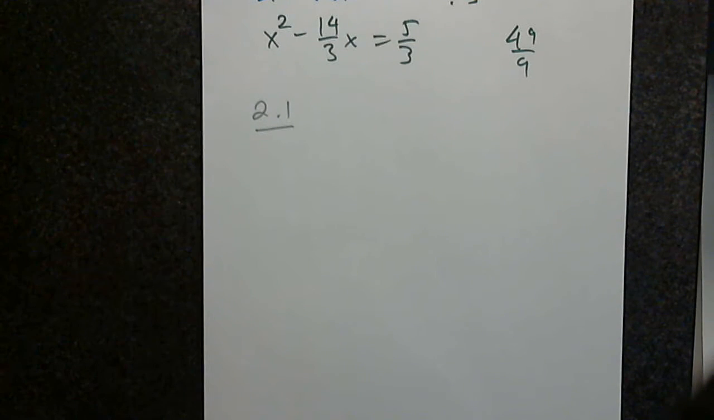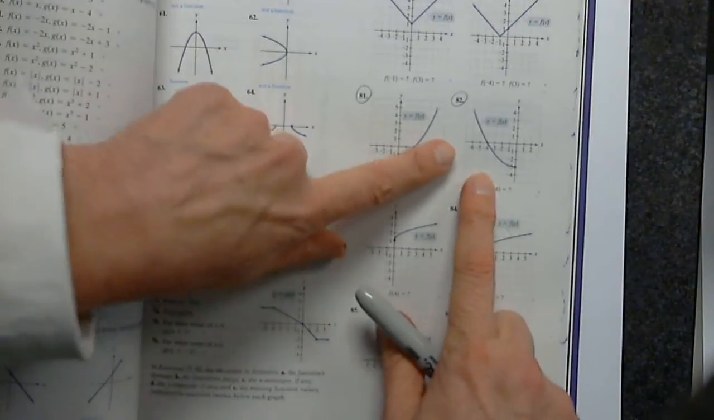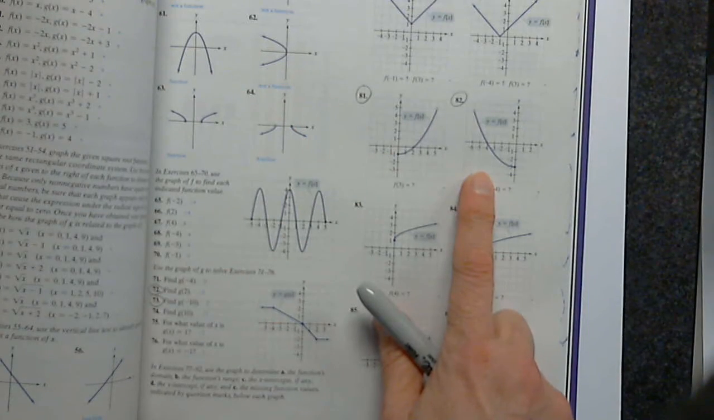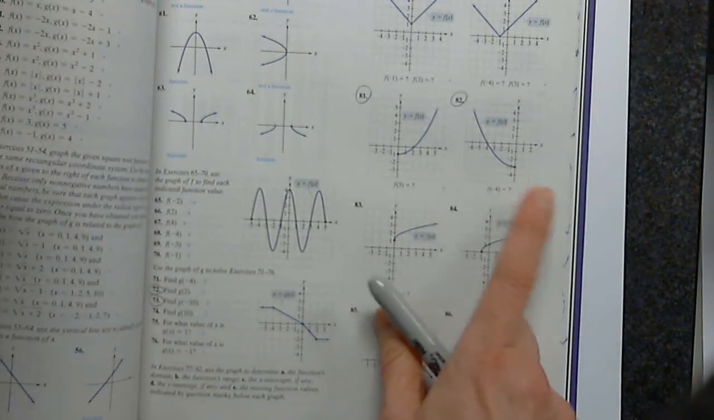So this was a problem from the book, and we identified the domain and range from a graph. So let's go back and look at some more problems from that. And here is some, I'd like to go back to the same problem. I think it was 85, but let's choose another. Let's choose 82 this time. So here's the graph of 82.